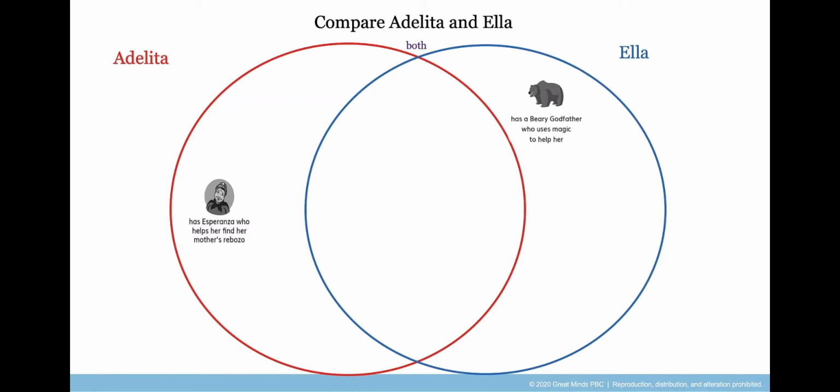Did you say that it is Ella who has a fairy godfather? So this experience goes in the blue circle. Our next experience is, has an evil stepmother who is mean to her. Point to the part of the Venn diagram where this experience belongs. I'm sure you pointed to the center where both circles overlap, because both Adelita and Ella have an evil stepmother who is mean to her.